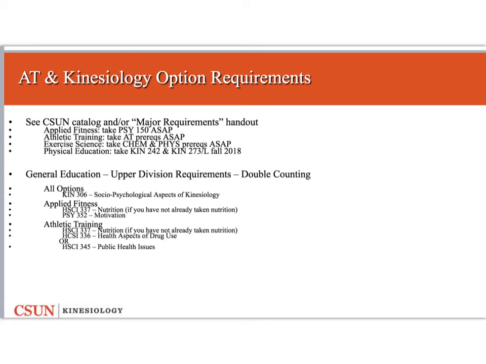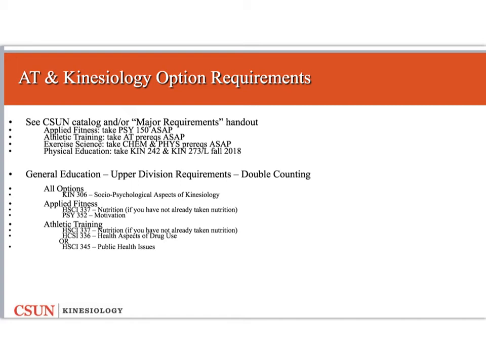General education, in Sangeeta's presentation, you probably heard about this. Some of you may have thought that you were done with your general education, but when you come to CSUN, even if you've completed all of your lower division general education, you need 9 units of upper division general education, so three classes in upper division GE.